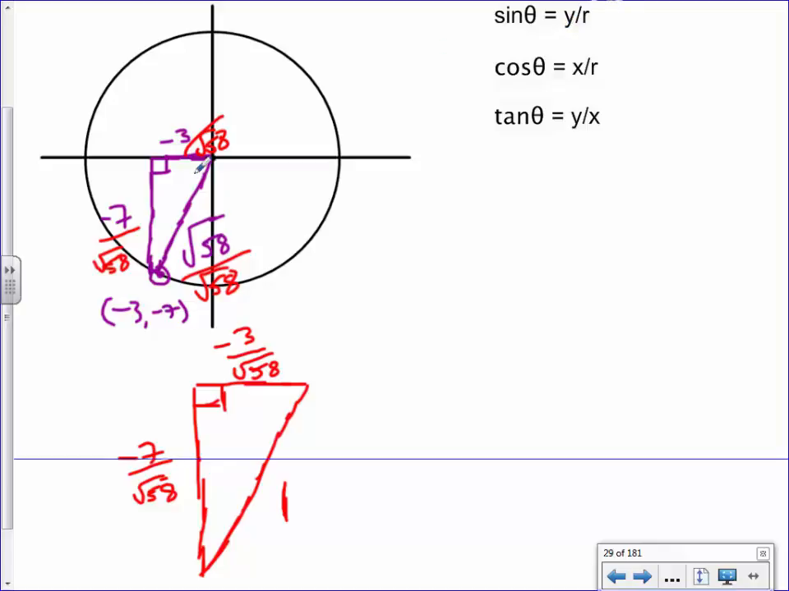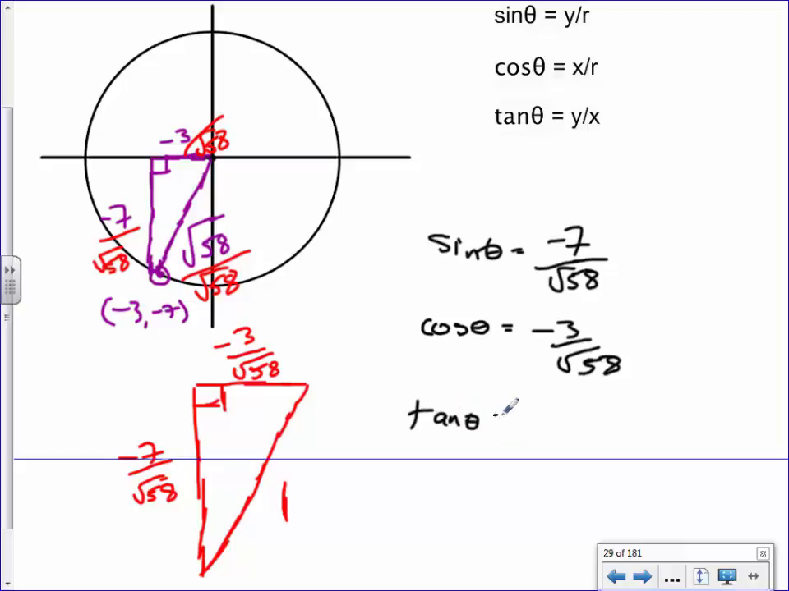Okay, sine was supposed to be y over r. But really, we can just make that whatever y is, because my radius I made to be 1, right? So sine is going to be whatever y is. My y value looks like it's minus 7 over root 58. Whatever that number is, that's what it is equivalent to. What's cosine going to be equal to? Well, cosine is equal to x over r, but don't forget, we just made radius equal to 1 on purpose, so really it's just equal to x. And your x value is negative 3 over root 58.